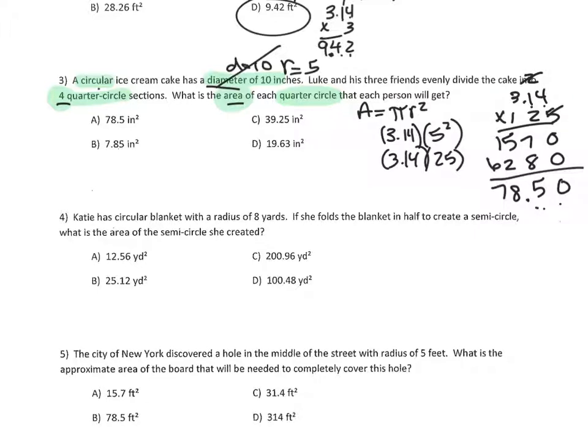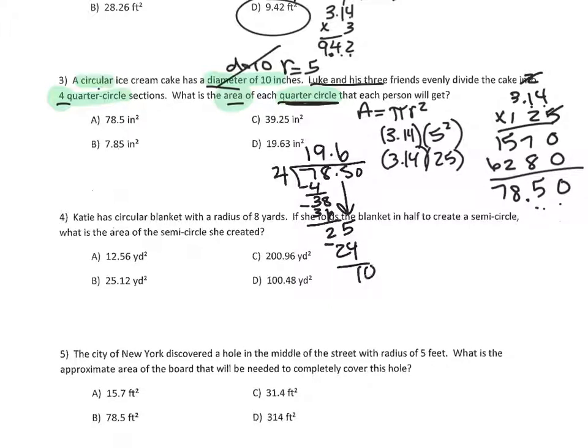Remember, it said Luke and his 3 friends. So we want to see the area of each quarter circle. So take that 78.50 and divide it by 4. So 4 times 4 can go to 38. 9 times 9, 36. Bring that decimal up, bring that 5 down. So 4 can go into 25 6 times, that would be 24. And 4 can go to 10 2 times. And we could keep going, but there's only one answer choice I see right now that's even close to what we're starting to get. Let me erase some of this.